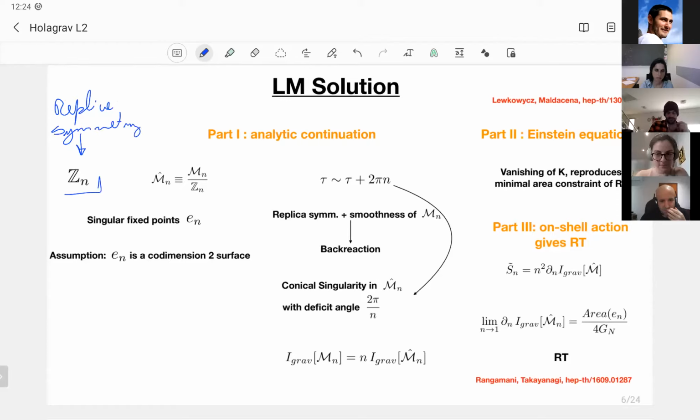And I think that 90% of the papers using replicas in AdS/CFT or in gravity assume that this replica symmetry is not broken. But there are a few papers, one of them by Jon Camps, where he studied the case where the replica symmetry is broken.